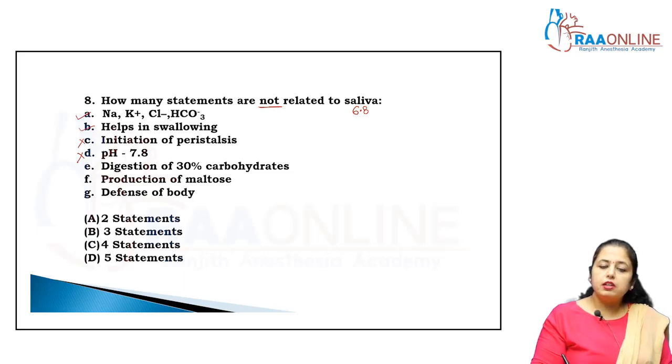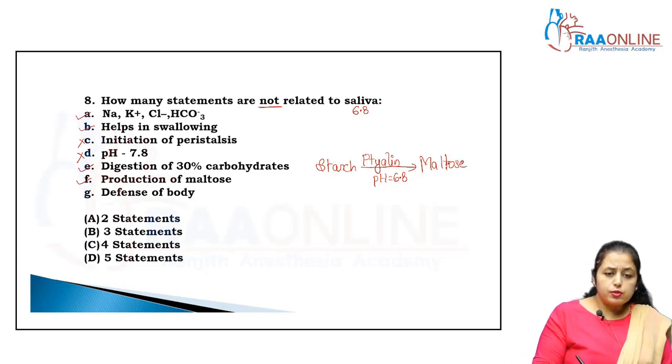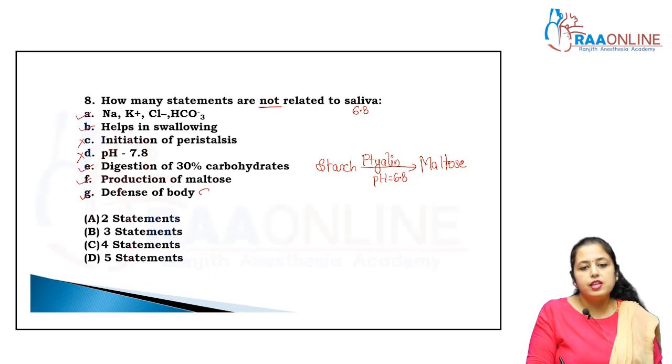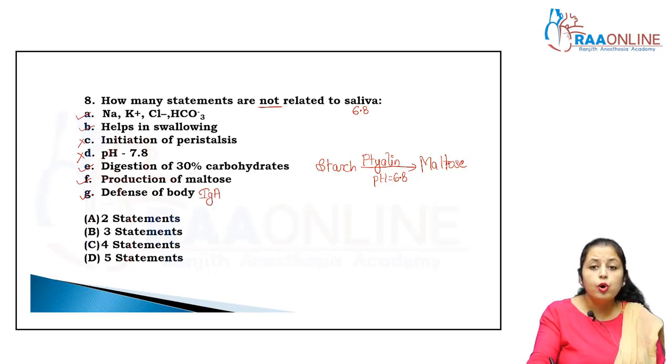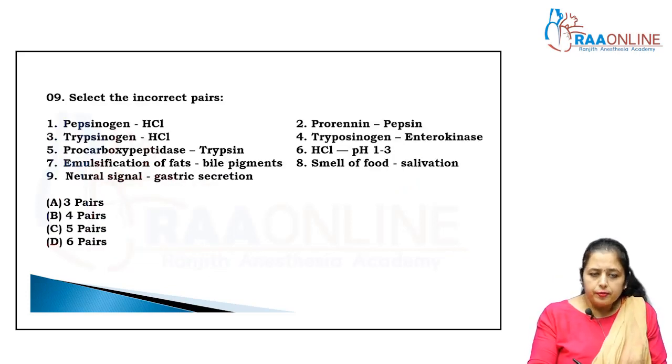Digestion of 30% of carbohydrate is here exactly by the ptyalin enzyme, right? Production of maltose exactly when that ptyalin acts on the starch at a pH of 6.8, then it converts into the maltose. This reaction is given in NCERT, right? Clear? That's why the production of maltose is related with the saliva, and defense of the body exactly because in the content of saliva, IgA is present. So these two are not related with the saliva, that is two statements. Clear? Now come to the ninth question.